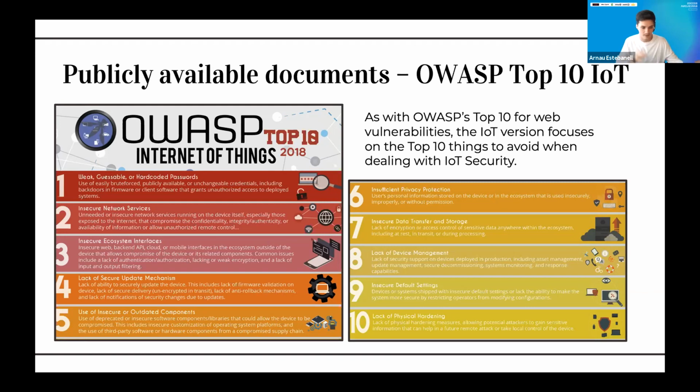And the rest, it's a similar idea, okay? But insecure or outdated components, of course, if you can't update the device in a proper manner, you will usually have insecure and outdated components. Insufficient privacy protection is related also with number 9, which is insecure default settings. So we see a lot of things which are not vulnerabilities per se, but design faults that are there because no one has actually made a risk assessment of the IoT device. And well, then the lack of encryption, number 7, lack of device management, and lack of physical hardening. Okay, these are the 10 vulnerabilities to avoid at all cost.